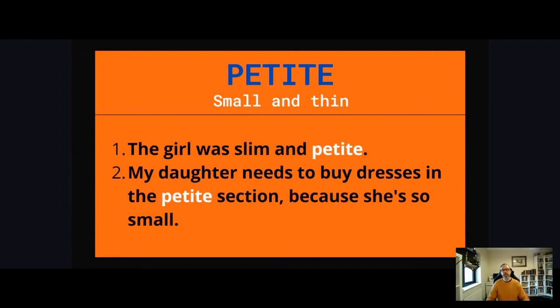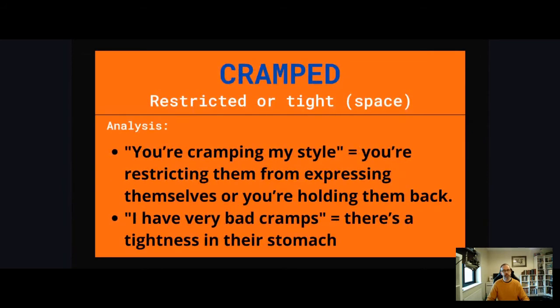Example 2, my daughter needs to buy dresses in the petite section because she's so small. Our next word is cramped. This is restricted or tight in terms of space.